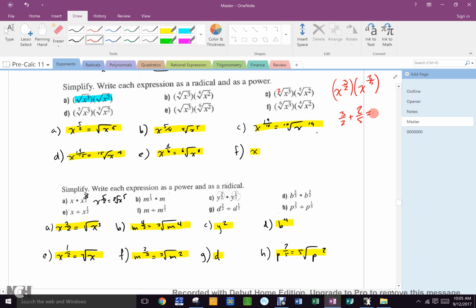What's my common denominator? 10. So that was times 5. So that's 15. That was times 2. So that's 4. 15 plus 4 is 19 over 10. So it's x to the 19 over 10, right? And then the 10 becomes the index, the 19 becomes the power. Good? Okay. Anything else? Going once? Going twice? Going thrice. Lovely.